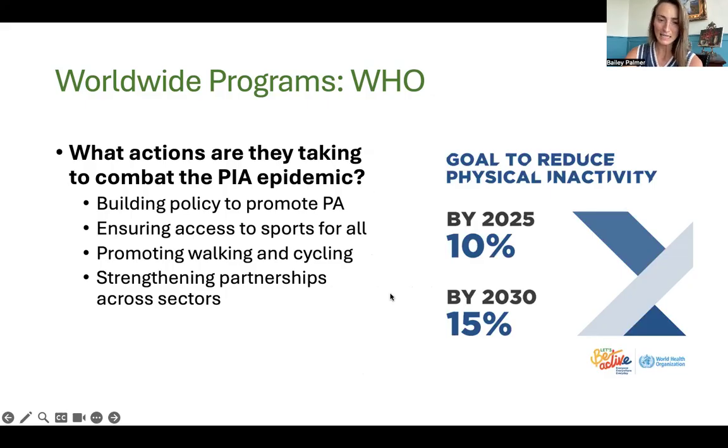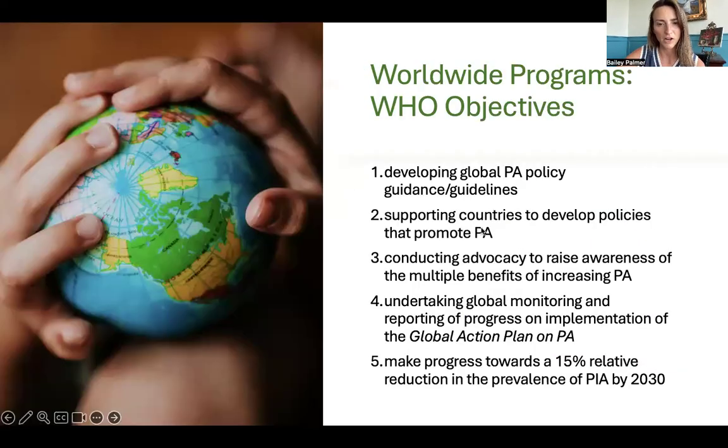So, what actions are they taking to combat this physical inactivity epidemic? They are creating new policies to help promote physical activity, and helping to ensure access to sports, help promote walking and cycling, making it more accessible for people to walk and cycle to work and to places around their community, and then creating partnerships across different sectors, countries, states, counties, all that, to improve our physical activity levels. So their goal is to reduce physical inactivity by 10% in 2025, by 15% in 2030. Again, we're just trying to get people active because of all of the health benefits, and how it can impact our life for the better.